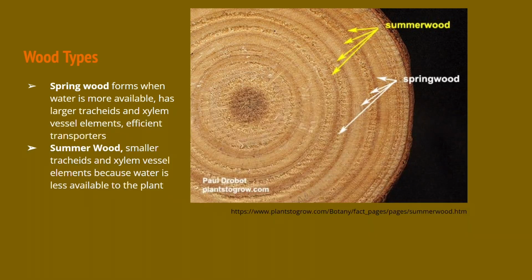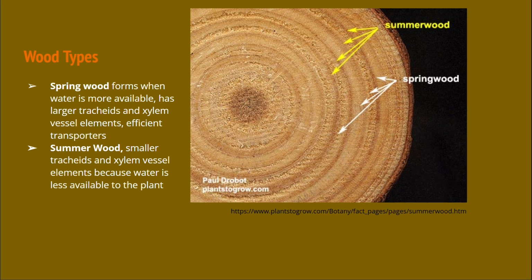In temperate environments with wet and dry seasons, the tracheids and xylem vessel elements vary in diameter based on when they were formed. The spring wood, which forms when water is more available, has larger tracheids and xylem vessel elements. Summer wood is made of smaller tracheids and xylem vessel elements because water is less available to the plant. One annual ring, which is a concentric ring representing the secondary growth that occurs within a year, consists of one ring of spring wood and one ring of summer wood.